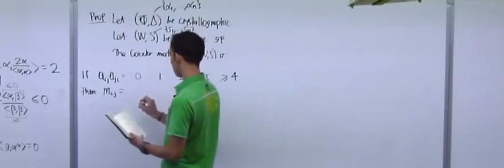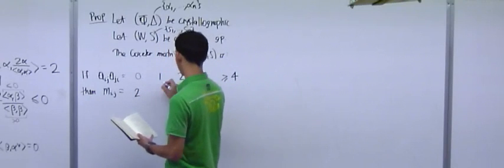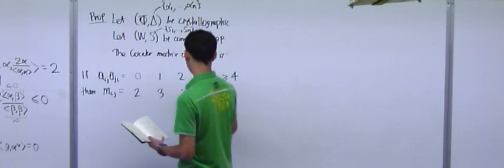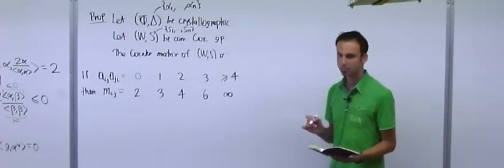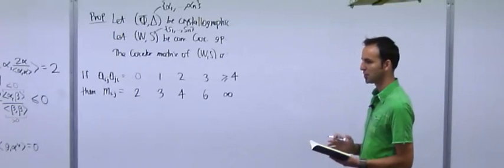And my claim is that immediately you can tell what mij is. If you see a 0, then mij is 2. In this case, it's 3. In this case, it's 4. In this case, it's 6. In this case, it's infinity. Extremely simple. And strange.